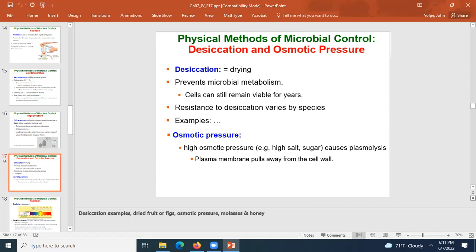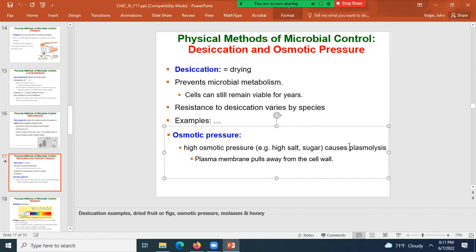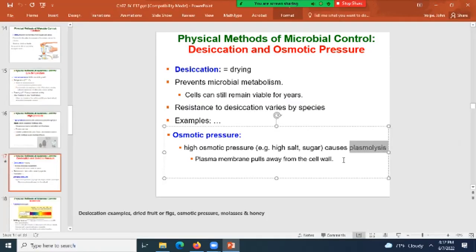Osmotic pressure is another way we can control microbial growth. High osmotic pressure, like high salt and high sugar, causes plasmolysis, meaning the water will leave the cell and then the cell membrane will pull away from the cell wall. For many bacteria like E. coli, this will kill the cells. Osmotic pressure and desiccation do not kill endospores.